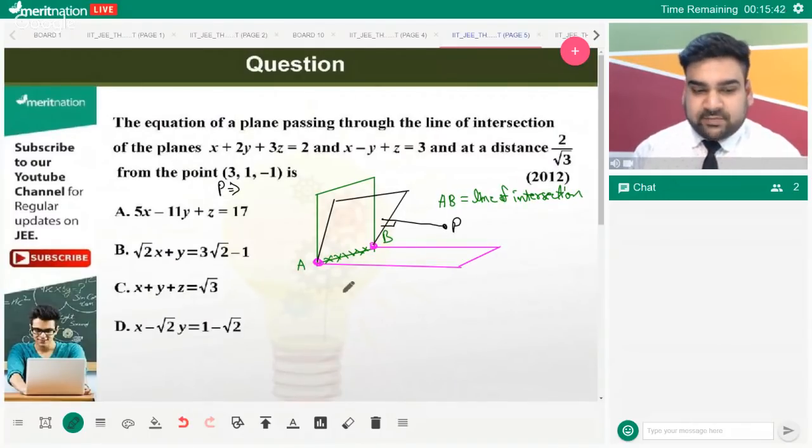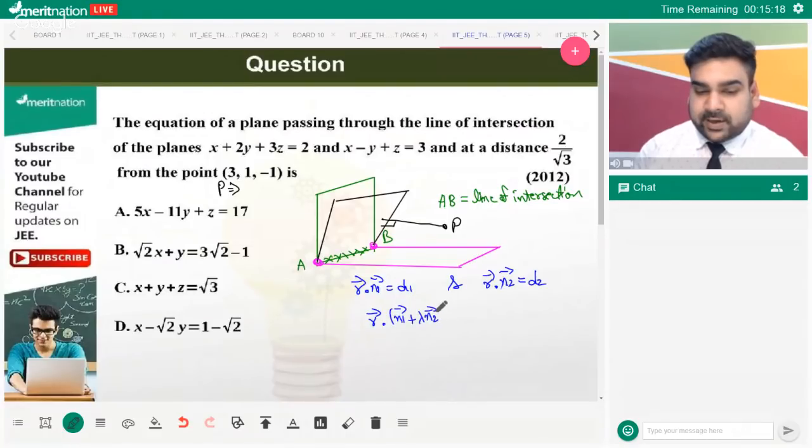Whenever two planes are given to you, let's say the first plane is r vector dot n1 vector equal to d1, and the second plane is r vector dot n2 vector equal to d2. To find the equation of the plane passing through the line of intersection of these two, its equation will be r vector dot (n1 vector plus lambda times n2 vector) equal to d1 plus lambda times d2. This will be the equation of your required plane.